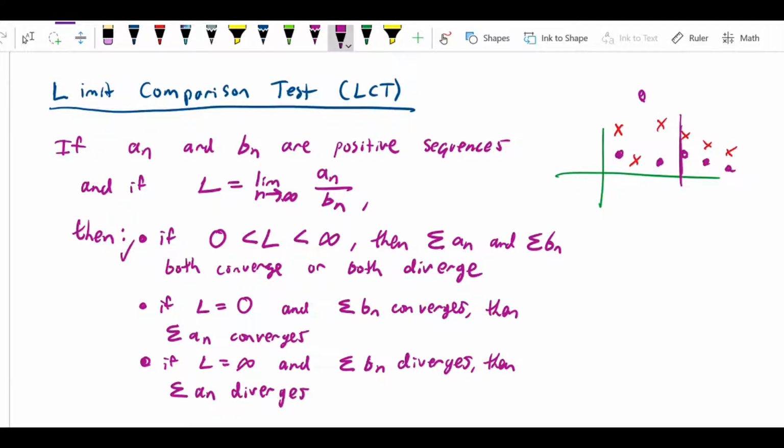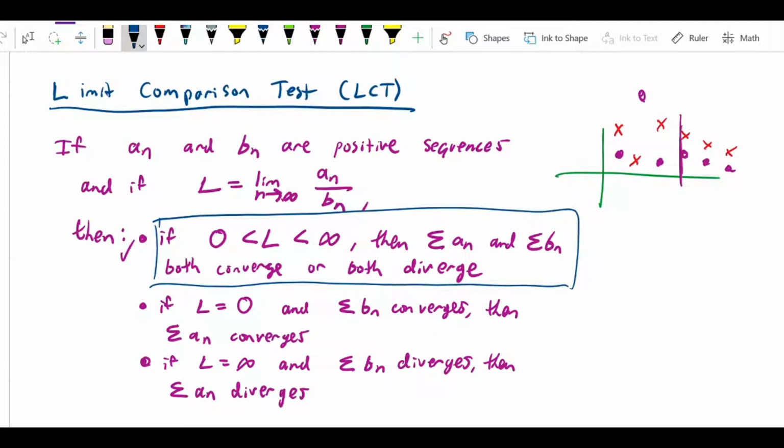So it makes sense to say that if one of these sequences adds up to a finite number, then the other one is just some multiple of that finite number, which is also finite, and likewise for infinity. That's why if you get a positive finite number between 0 and infinity, the two series behave the same way. The L equals 0 and L equals infinity cases are a little less intuitive, and we'll see them more rarely. In general, you'll make the most use of this part of the theorem. And like I said, it works essentially the same as the limit comparison test we already encountered for improper integrals.